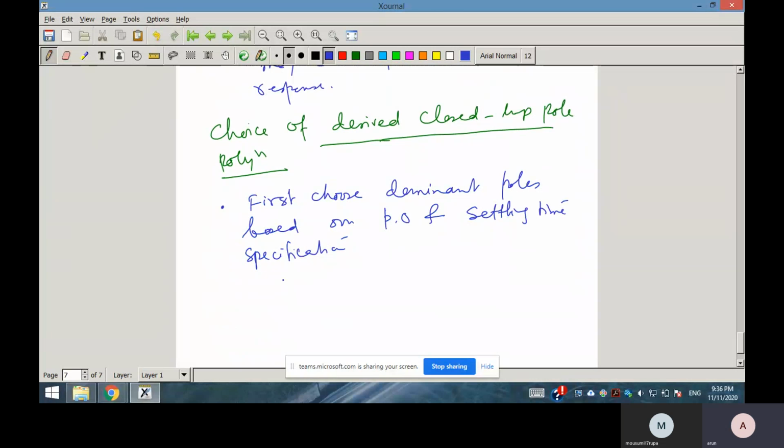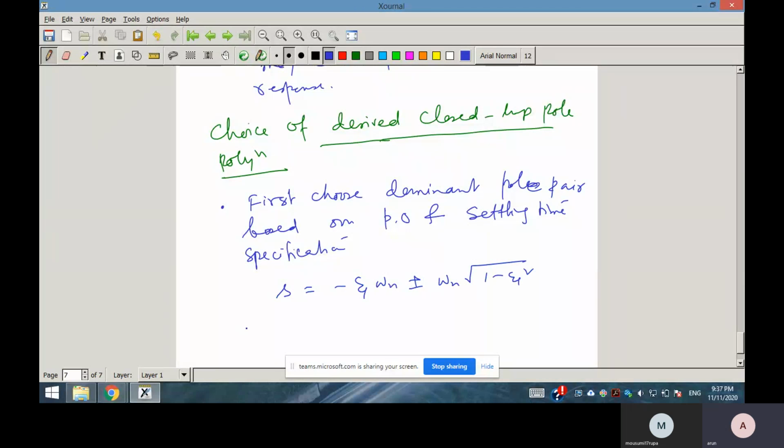Because based on the peak overshoot specification, you will get zeta, and based on settling time you will get omega n. So zeta and omega n separately you can get. Once you get zeta and omega n separately, you can choose the dominant pole pair. So the dominant pole pair is what? Minus zeta omega n plus minus j omega n root under 1 minus zeta square.